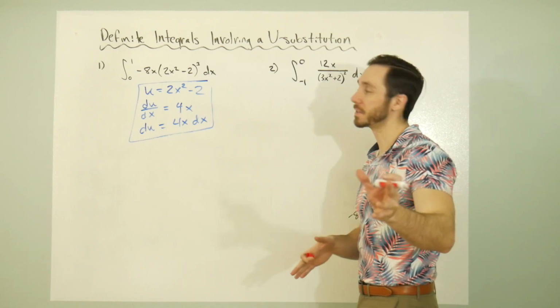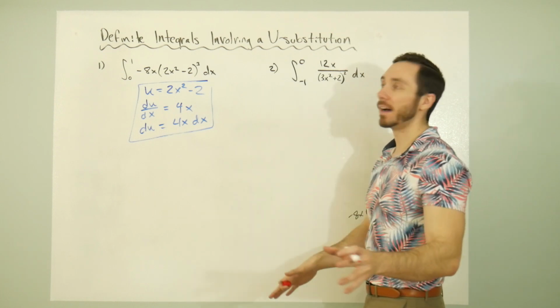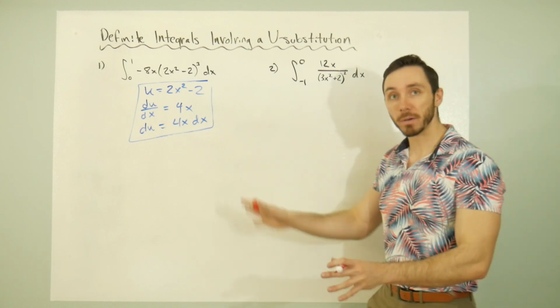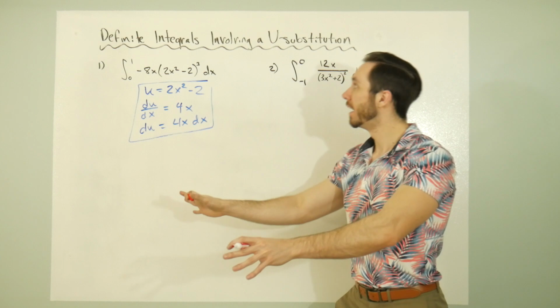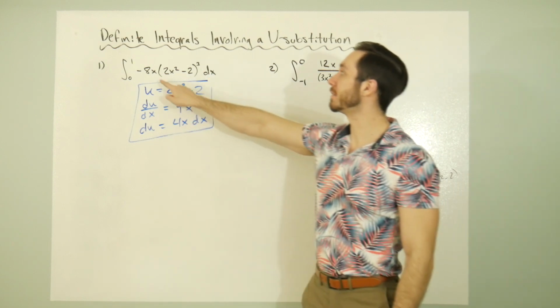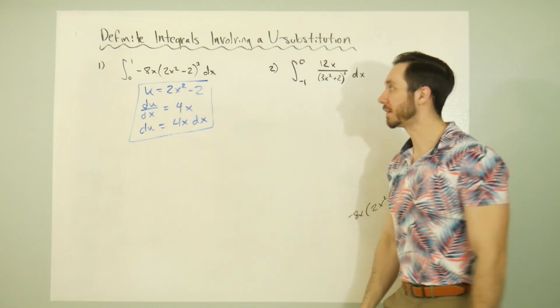It's one of the two options, and I'll show you. Maybe with number 2, I'll do it a different way. So with number 1, I'm going to change the bounds, all right? And so that way I'm going to stay in u world. I'm going to stay with variable u for the rest of the problem thereafter.